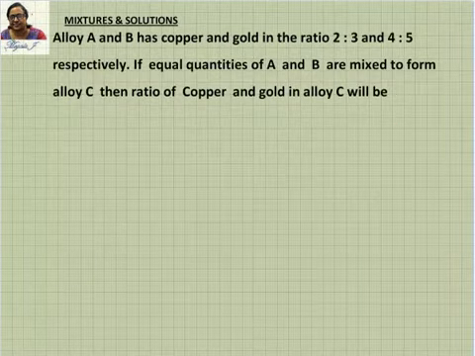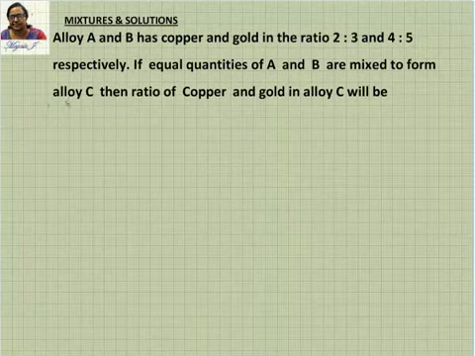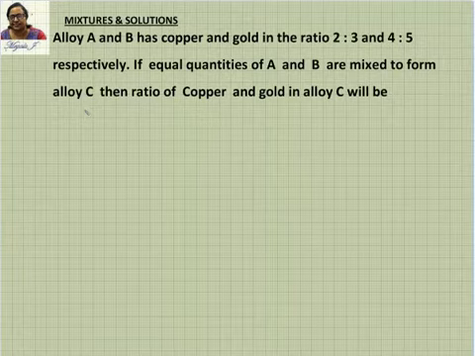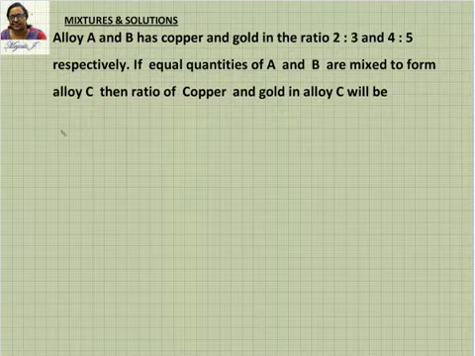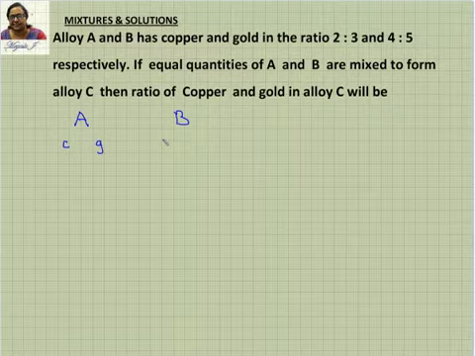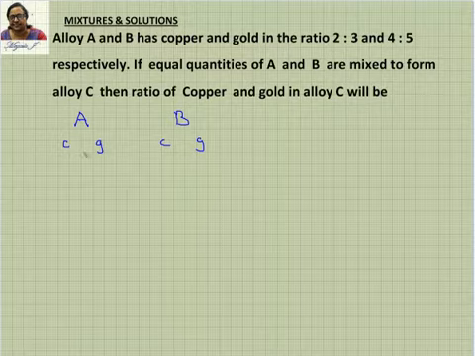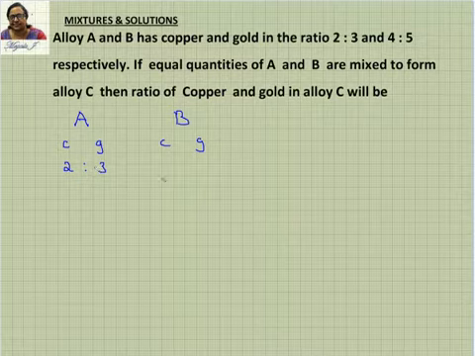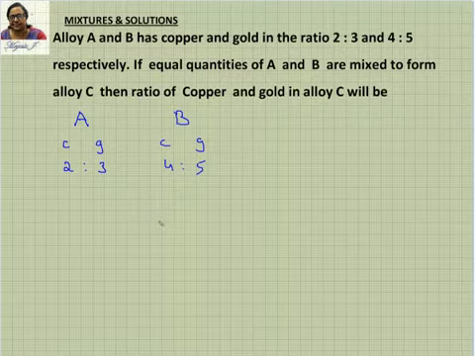Next problem. So here you have this alloy A and B has copper and gold in the ratio 2:3 and 4:5. So I'll consider this alloy separately. So let me take this alloy A, alloy B, copper and gold. You can see that in alloy A, the copper and gold ratio is given as 2:3. In alloy B, the copper and gold is given in the ratio 4:5. And what is given here is equal quantities of these two are mixed.